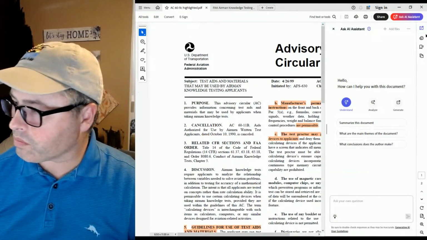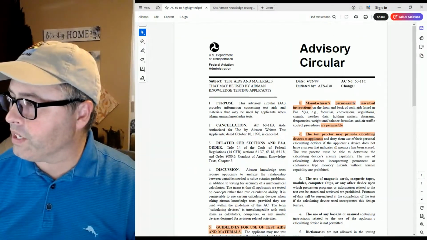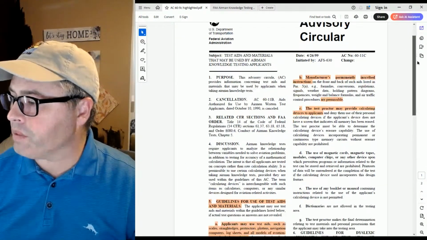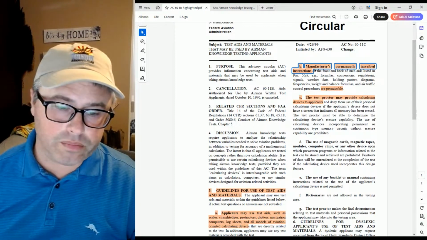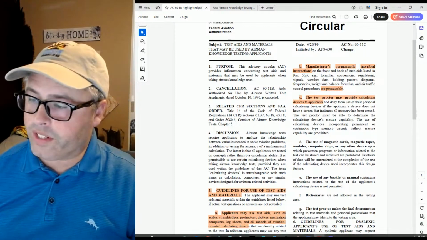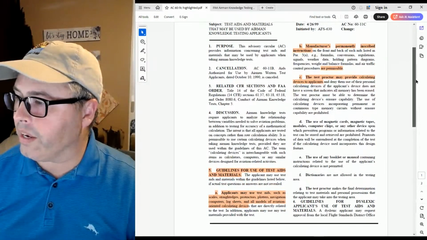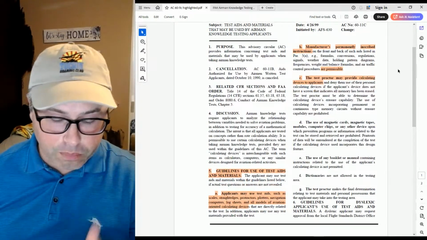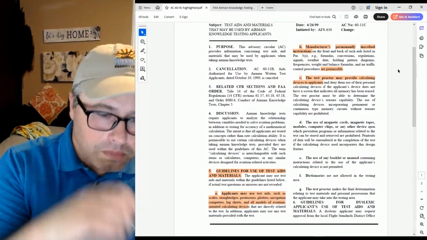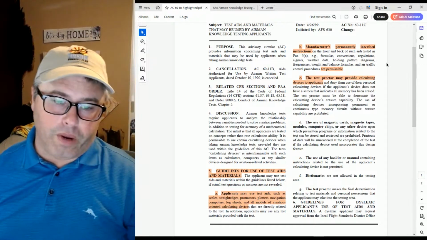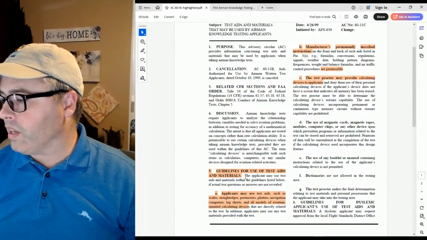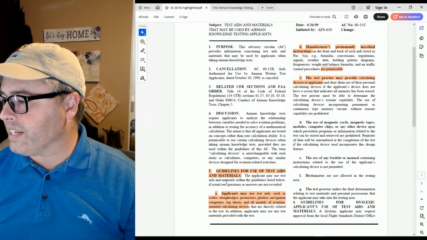Now, let's talk a little bit about the materials you can bring. The FAA specifically tells you what you can and can't bring. What are the test aids that you'll be given? What are the test aids that you can bring with you? Bottom left here, guidelines for use of test aids and materials.